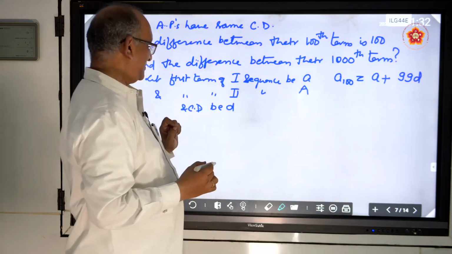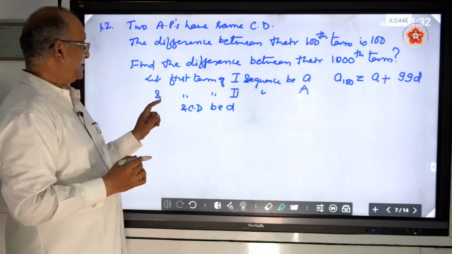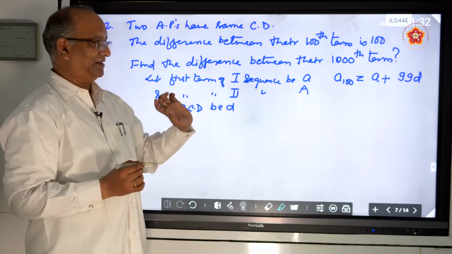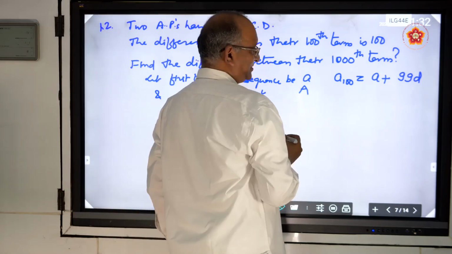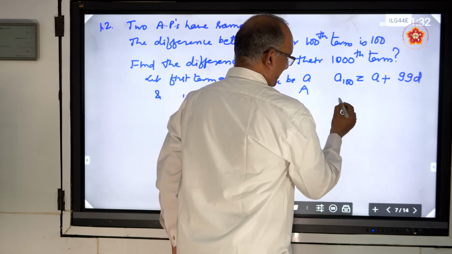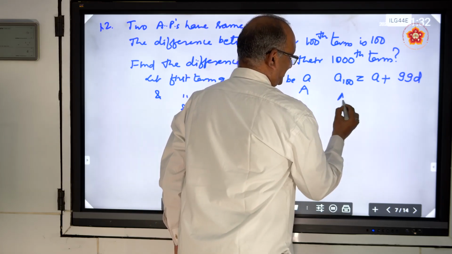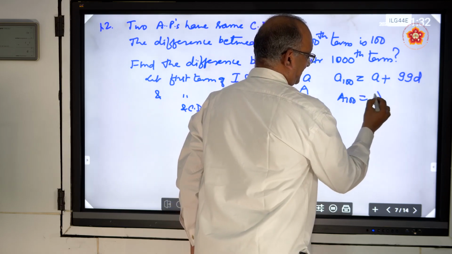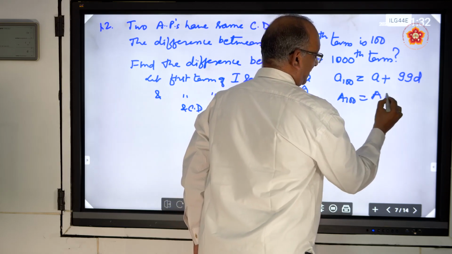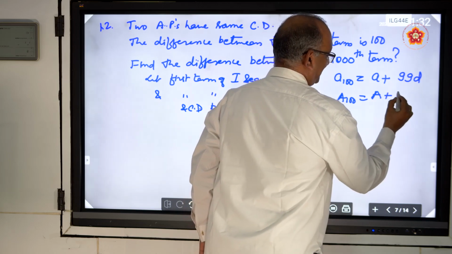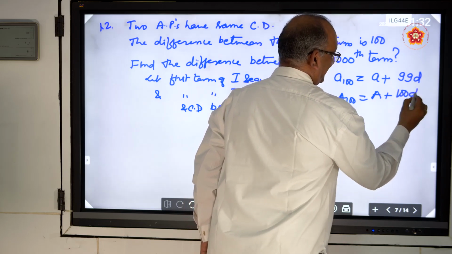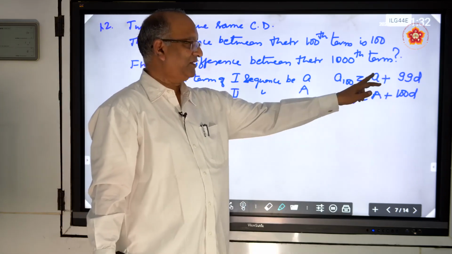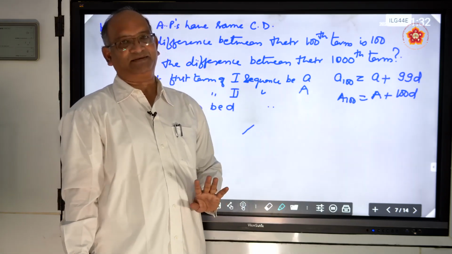Come to the second one. He says for the second sequence the first term is capital A. So what is his 100th term? Just to make a distinction, let us say this is capital A100. It is capital A plus 99D, because D is the same, only the first term is changing.